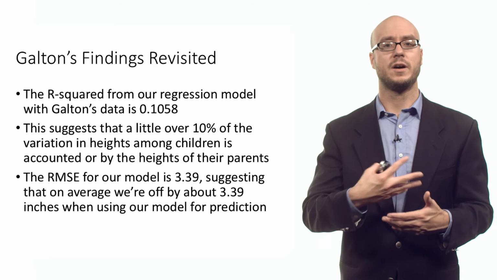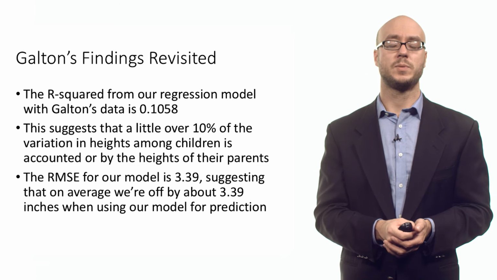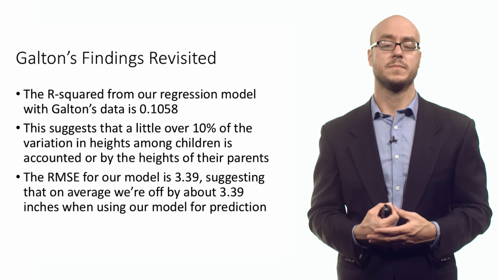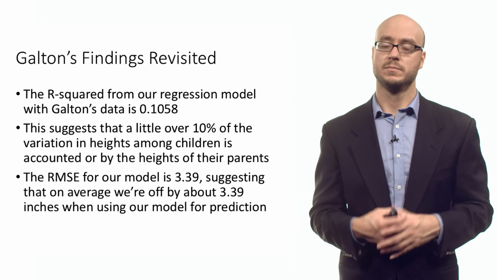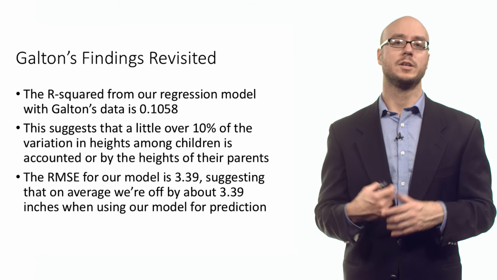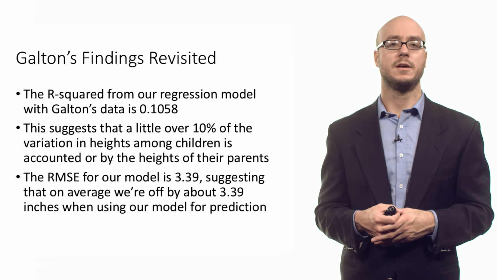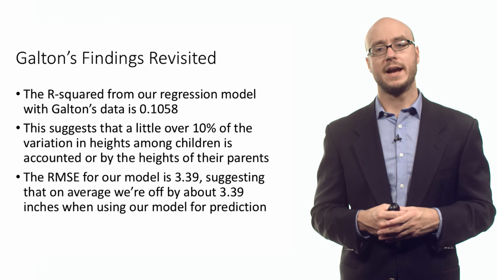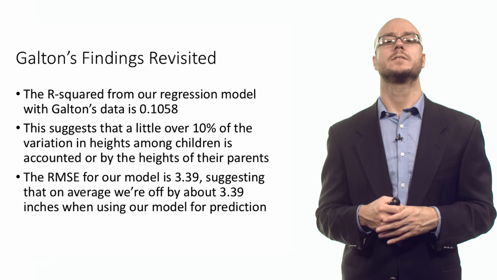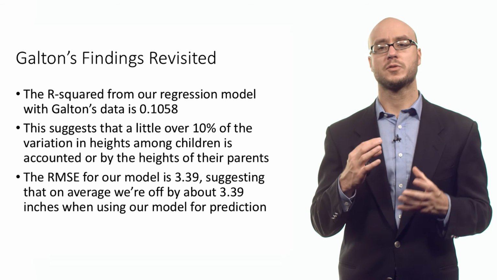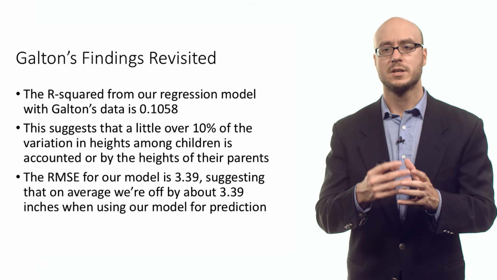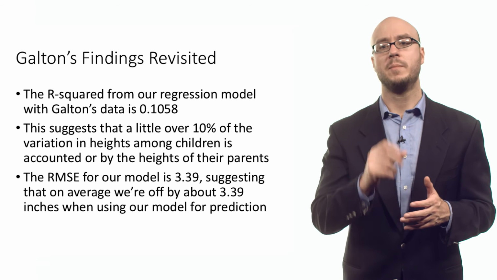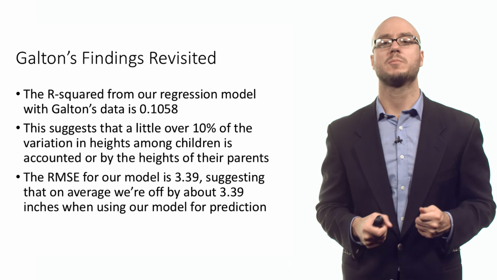It suggests that there's a lot of other causes, potentially, of variation among heights of children. Nutrition might be another one. You might have other genetic causes. The other factor is the root mean square error. The root mean square error for a model is 3.39 inches. So it suggests that on average, we're off by about 3.39 inches when we use our model for prediction.